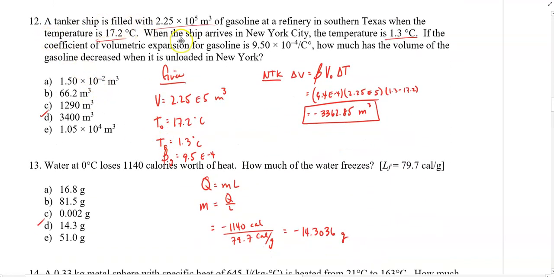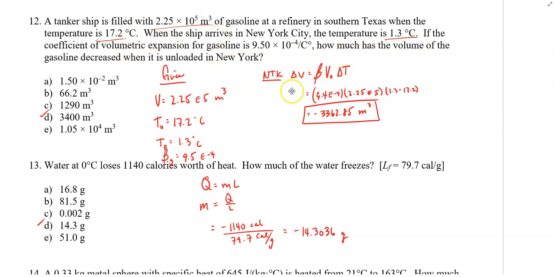For number 12, a tanker ship is filled with this much gasoline, and notice that it is in cubic meters already. That's a lot of gasoline. And that was filled when the temperature was 17.2 degrees Celsius. Upon arrival in New York City, the temperature has dropped, and the coefficient of volume expansion for gasoline is given to us by this number here. How much has the volume of the gasoline decreased?